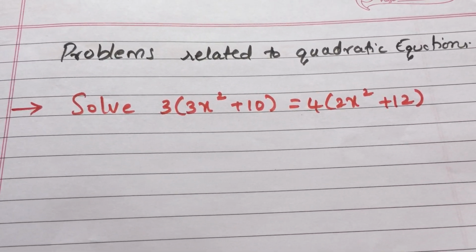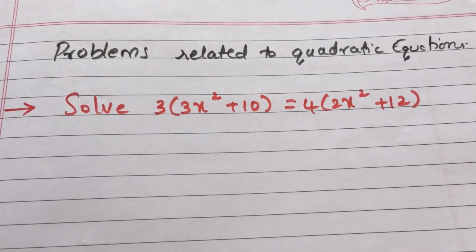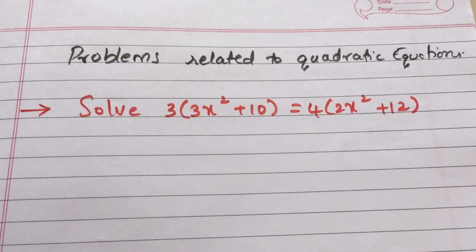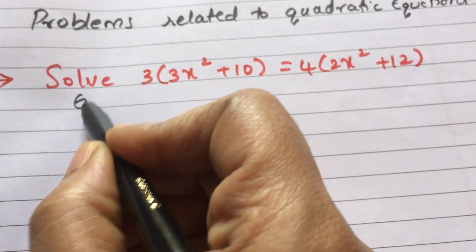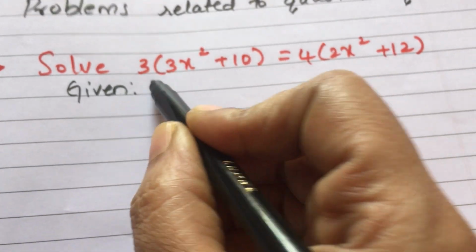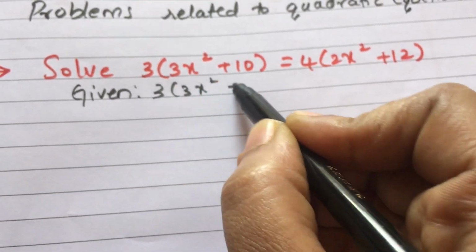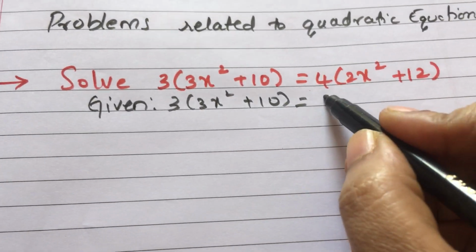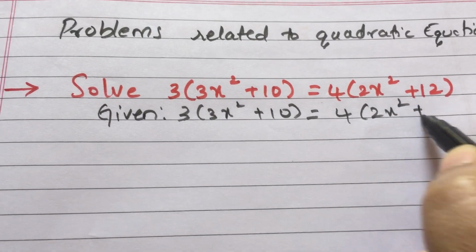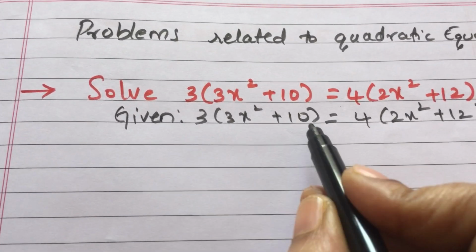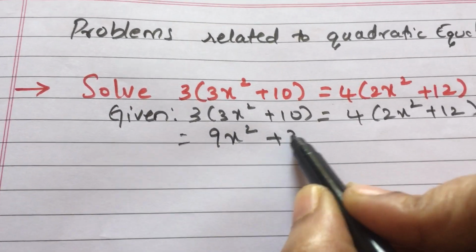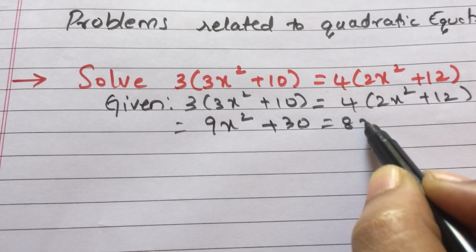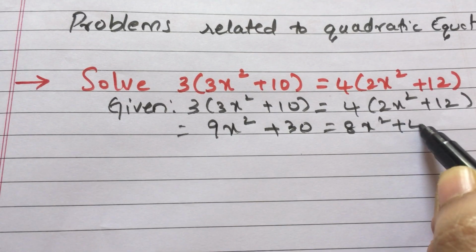So the next set of questions in theory of equations are problems related to quadratic equations. Suppose a problem like this is given, just rewrite the given condition. Given 3 into 3x square plus 10 is equal to 4 into 2x square plus 12. Just multiply this. That will be 9x square plus 3 into 10 is 30, 4 into 2 is 8x square, 4 into 12 is 48.